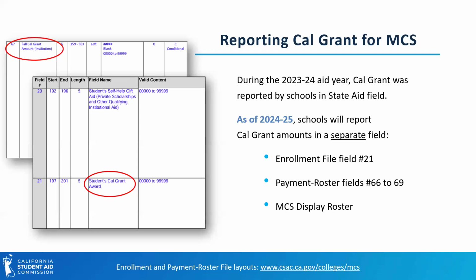And so schools can report the student's Cal Grant amount in a separate field, and they should be, because again, we will not be looking at the Cal Grant roster. We are only using the Cal Grant award amounts that schools are giving us. And so Cal Grant amounts must be added in enrollment file field 21 or in the payment roster file layout within fields 66 through 69, and they can also be added manually within the MCS display roster. So keep this in mind.